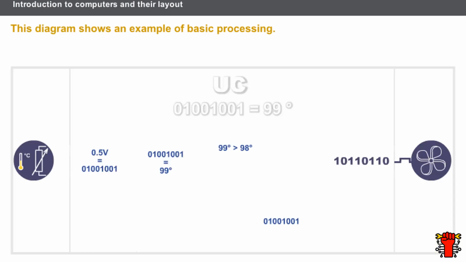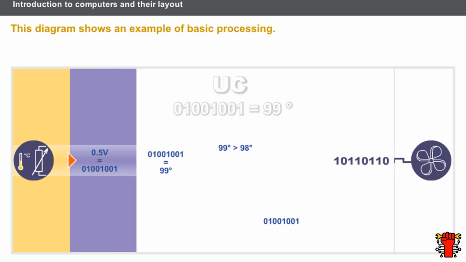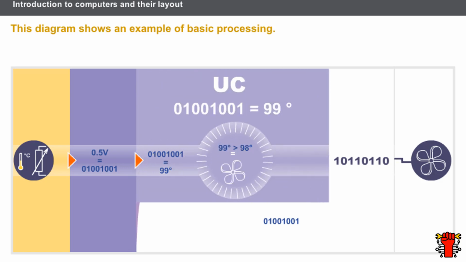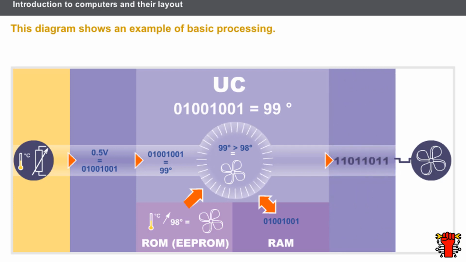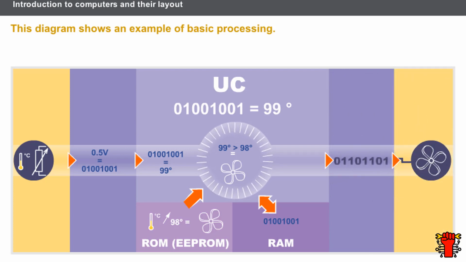Here is an example of basic processing. The coolant temperature sensor sends a 0.5 volt electric signal. This value is converted to a binary value. The temperature's binary value is stored in the RAM. The central unit finds the EEPROM instruction and compares it with the temperature's binary value stored in the RAM. If the coolant temperature is too high, the central unit activates a transistor. This transistor acts as a relay which connects the engine cooling fan to the earth.